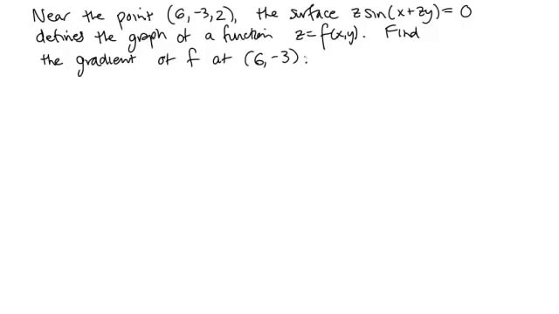Near the point 6, negative 3, 2, the surface z times the sine of x plus zy equals 0 defines the graph of some function z equals f of x, y. Find the gradient of this function f at the point 6, negative 3.